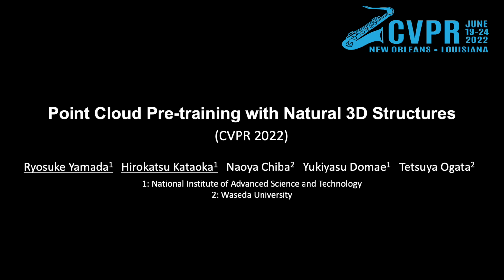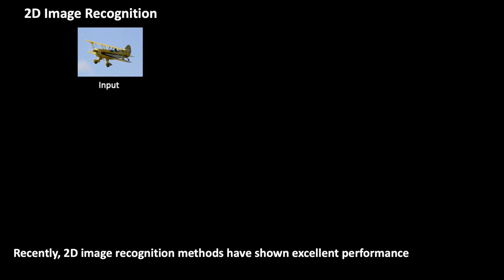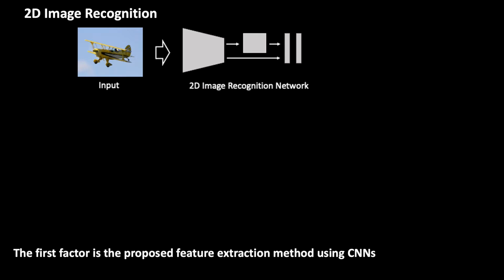Point cloud pre-training with natural 3D structures. Recently, 2D image recognition methods have shown excellent performance. There are two major reasons for the significant improvement in performance. The first factor is the proposed feature extraction method using CNNs.